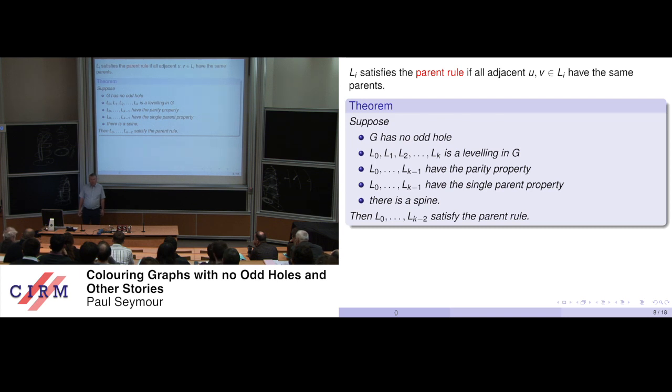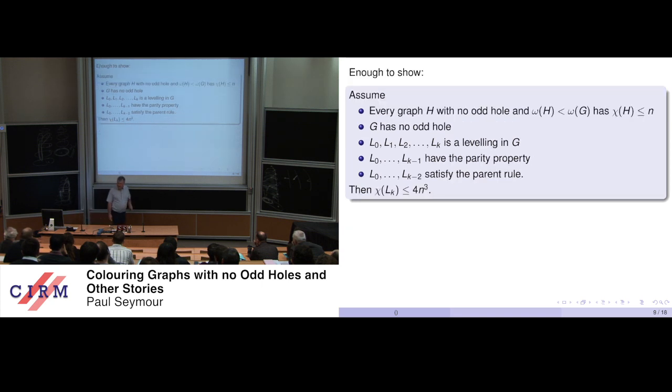So the parent rule is quite a strong statement. I might as well throw it in as a hypothesis, because we can prove it's true. The list of hypotheses is getting longer, as they say, but it can't hurt.